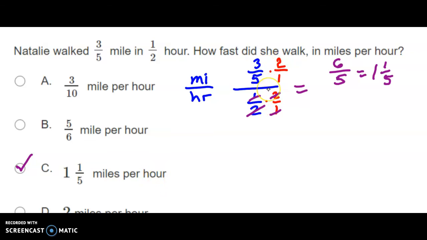We divide those complex fractions by multiplying by the reciprocal. Make sure you review these examples before you take your concept assessment.